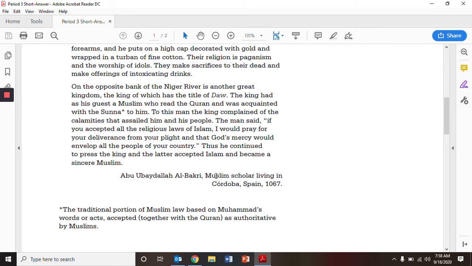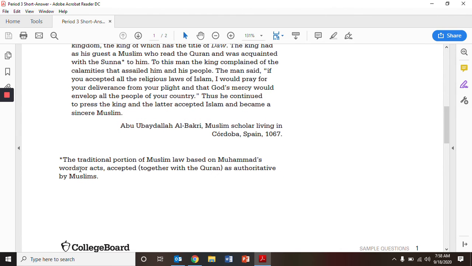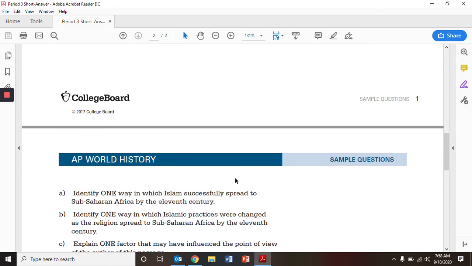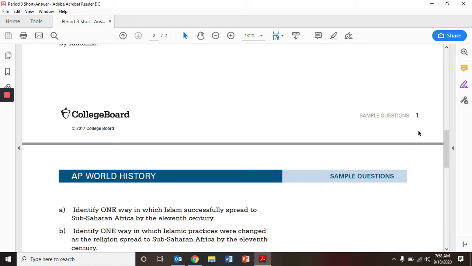It's going to be written by a Muslim scholar who's living in Cordoba, Spain. Okay, so remember, this is where the Umayyads had set up a caliphate. This was also called Al-Andalus. So he's using his reference point of living in Spain, talking about Ghana, which was where the rulers adopted Islam in West Africa.